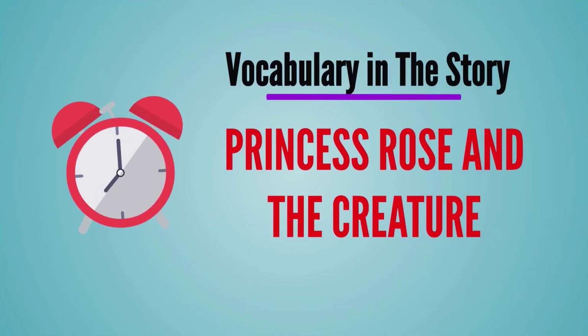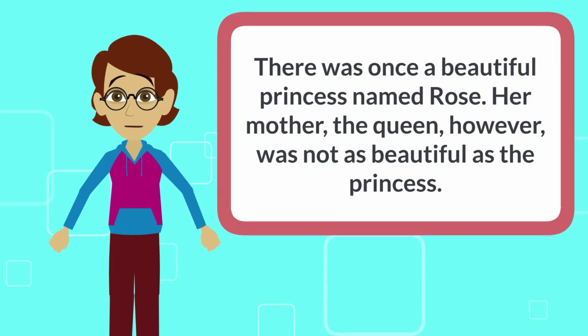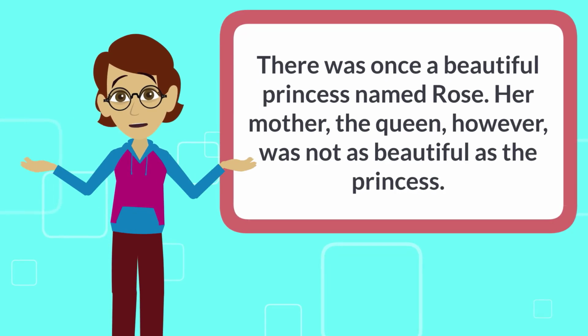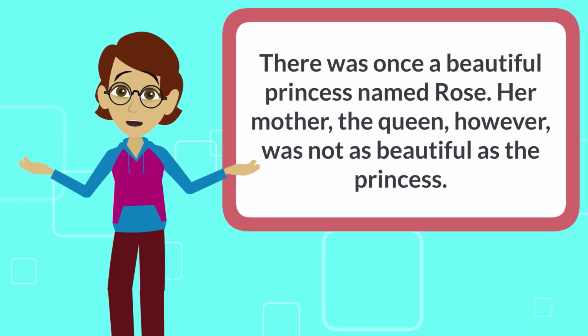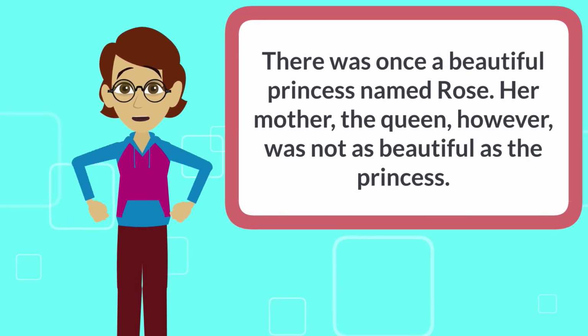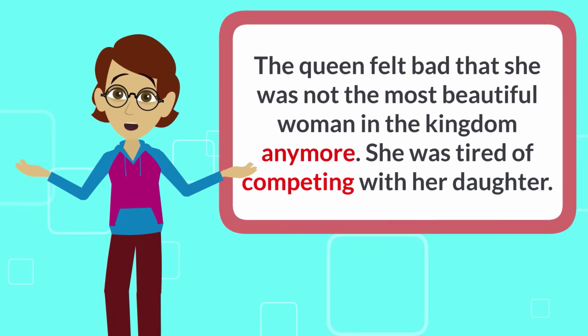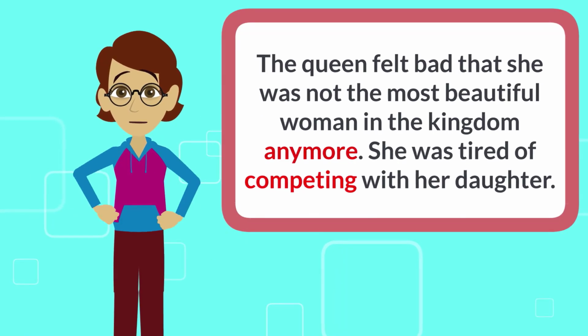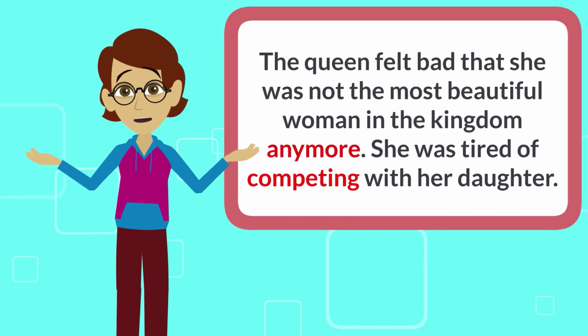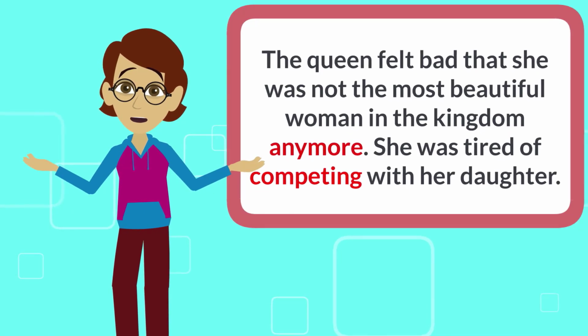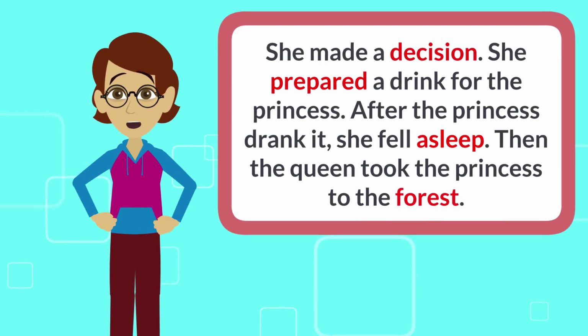Princess Rose and the Creature. There was once a beautiful princess named Rose. Her mother, the queen, however, was not as beautiful as the princess. The queen felt bad that she was not the most beautiful woman in the kingdom anymore. She was tired of competing with her daughter. She made a decision.